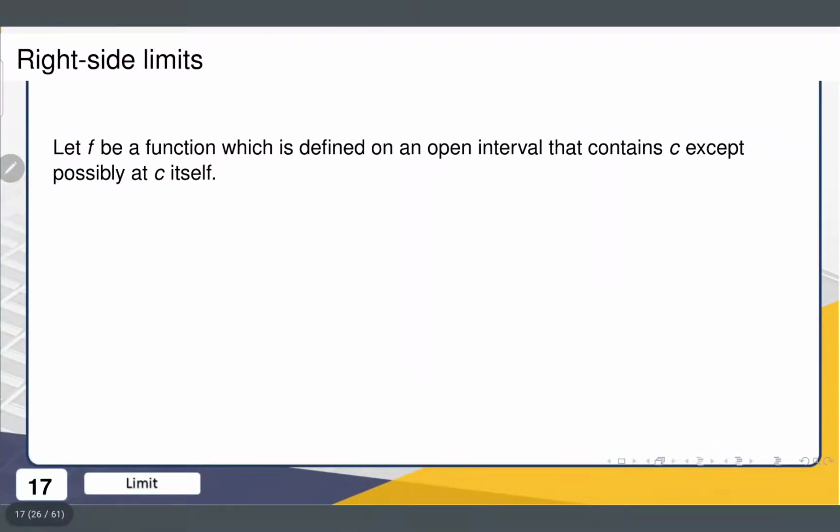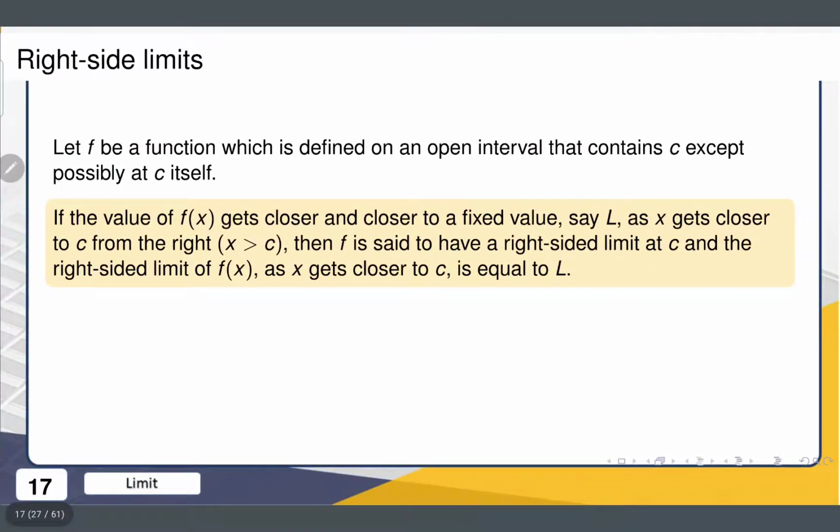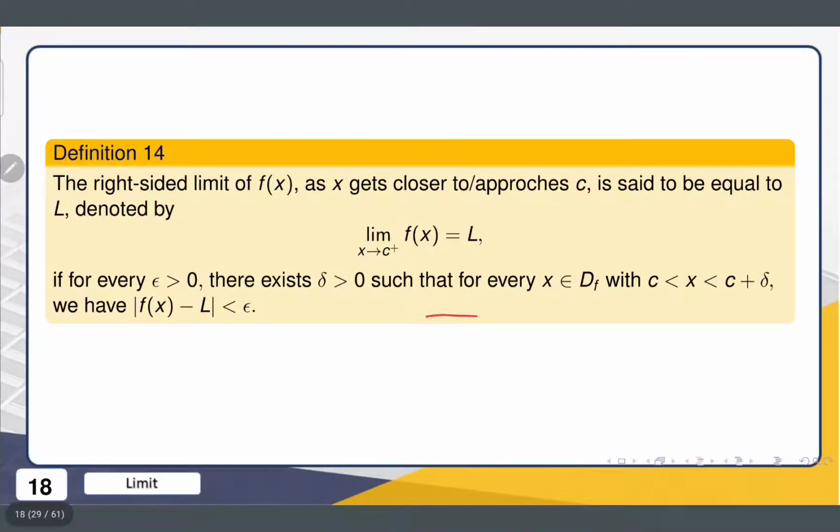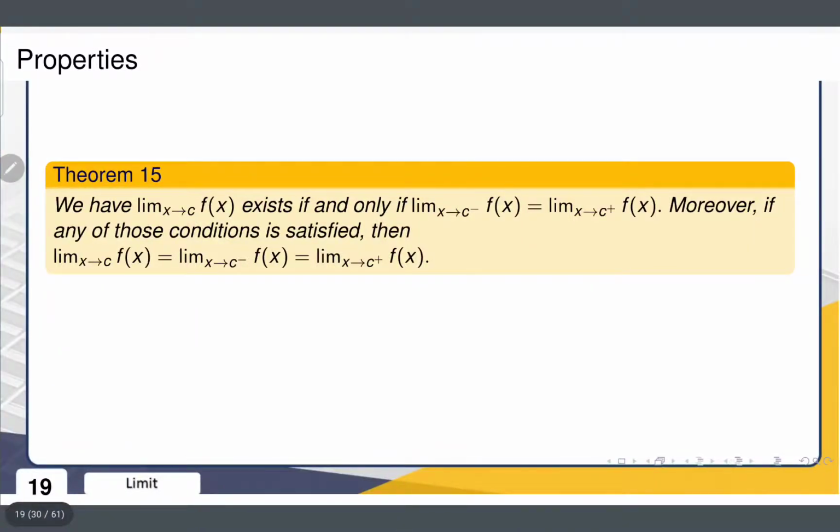We have left, and then we also have right. The concept is the same, but we look from the right, so we have x greater than c. We try to approach c from the right, taking x as close as possible to c, but with x greater than c. And this is the formal definition of the right-sided limit.